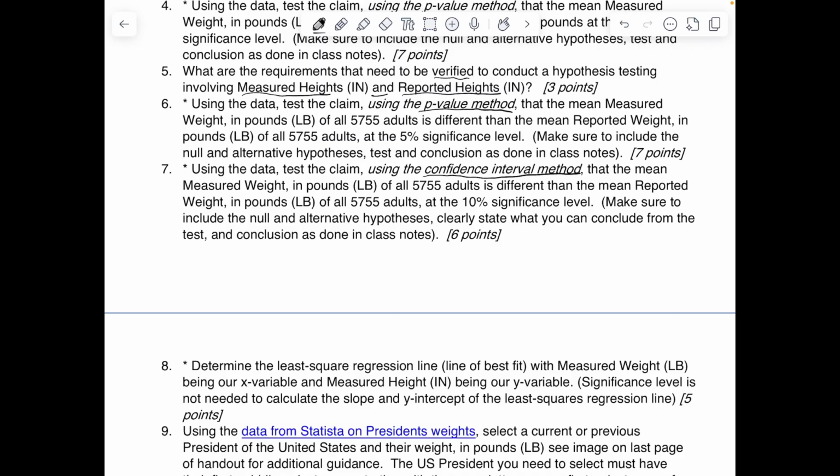And you'll notice that number 6 and number 7 are pretty much identical in the wording except for the approach that we are using. So for number 6, it's asking you to use the p-value method. Number 7, it's asking you to use the confidence interval method.